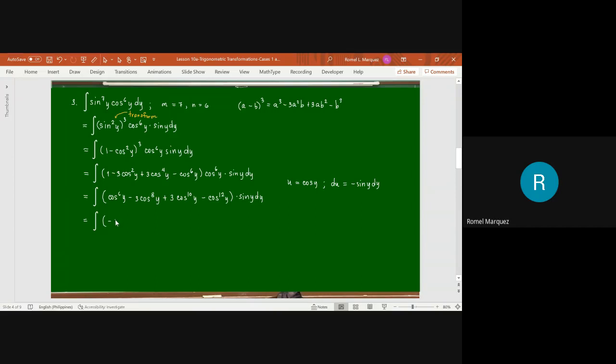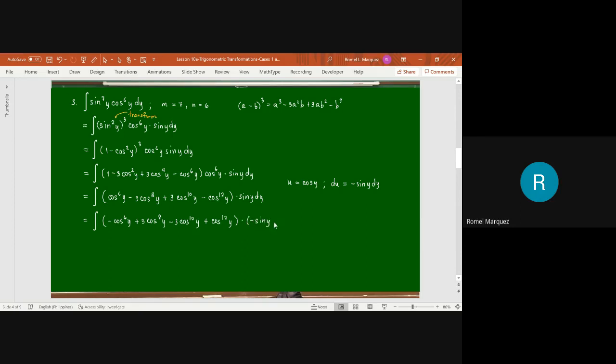So we have negative, because I'm going to put negative here together with sine y dy. So we have negative cosine to the 6th y, plus 3 cosine to the 8th. But you can do that mentally. So just think of that, you put negative, and then you automatically put negative in every term. No? So you can do that mentally if you want. Minus 3 cosine to the 10th y, and then plus cosine to the 12th y quantity multiplied to negative sine y dy.